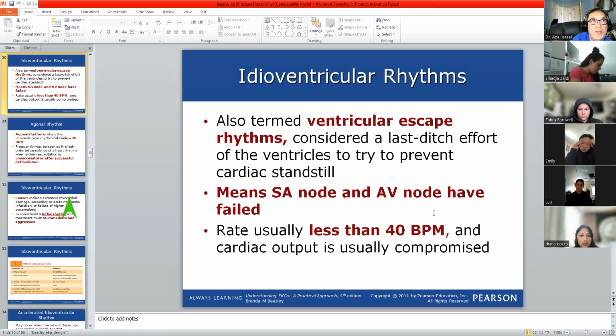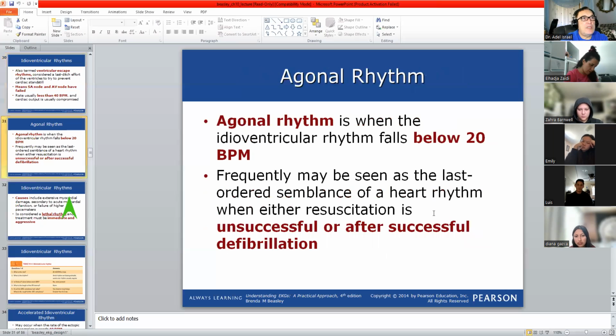So when we get a pure ventricular character, where I don't have any SA node activity or AV node activity, I will give the name ventricular rhythm. So it is pure ventricular. Okay, let us see how it looks.